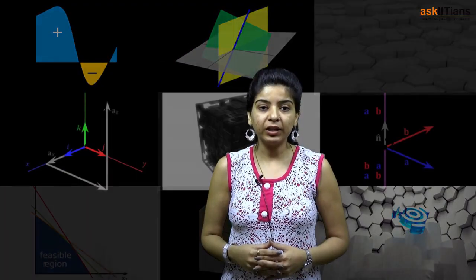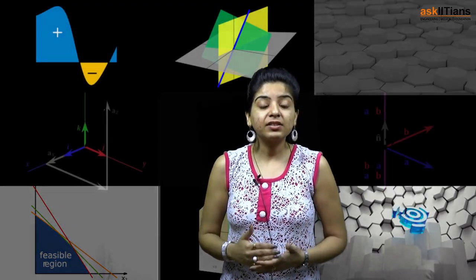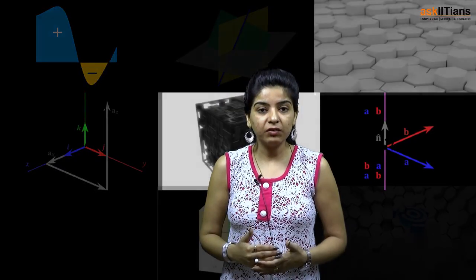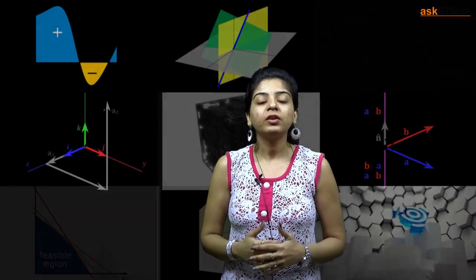Well, I hope you have understood the various concepts like family of planes, angle between a line and a plane, and angle between two planes. Now, in the next part, we shall discuss the concept of straight lines, in which you shall get to know the symmetric form as well as the unsymmetric form. So just stay tuned.